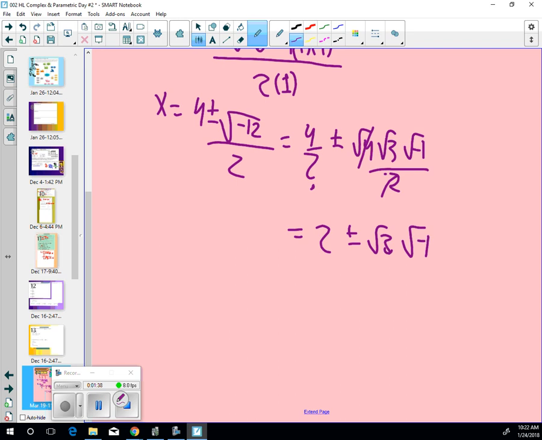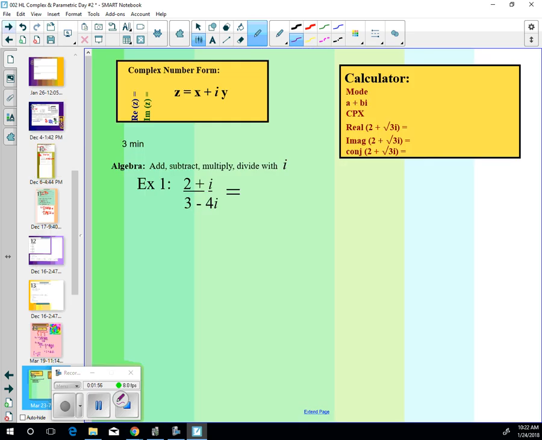Well, that square root of negative 1, we're going to dub i. We're going to give it a name. We're going to call it i. It's a symbol for the square root of negative 1. And because of that, all kinds of weird things are going to happen.